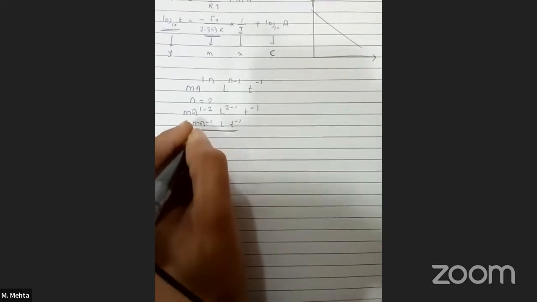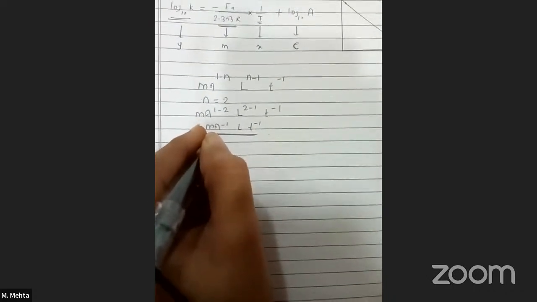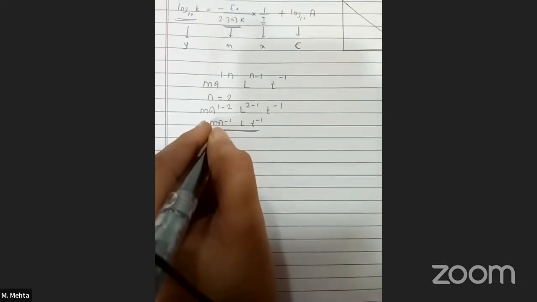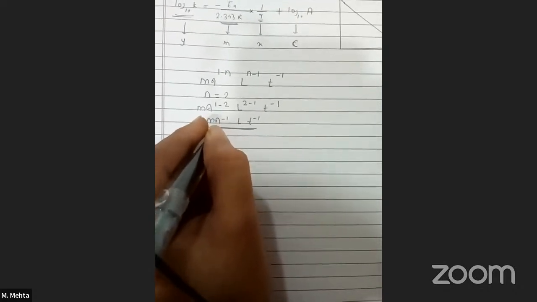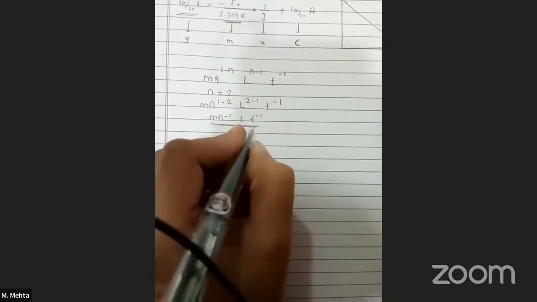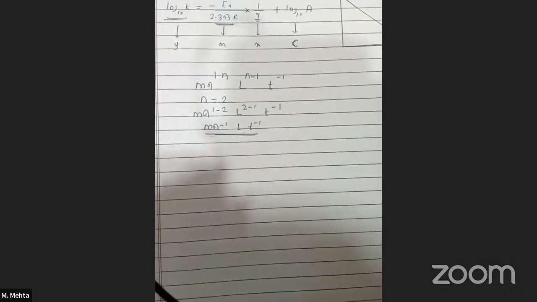So the option in which this particular unit is present, that one is your example of a second order reaction. And this unit, per mole, liter, per time, is present in option C. So for question number 20, the answer is option C.